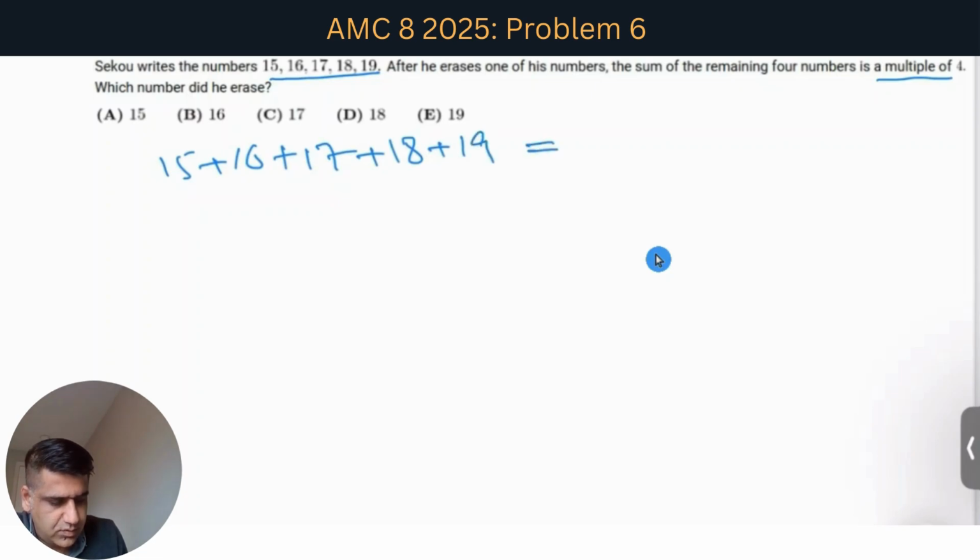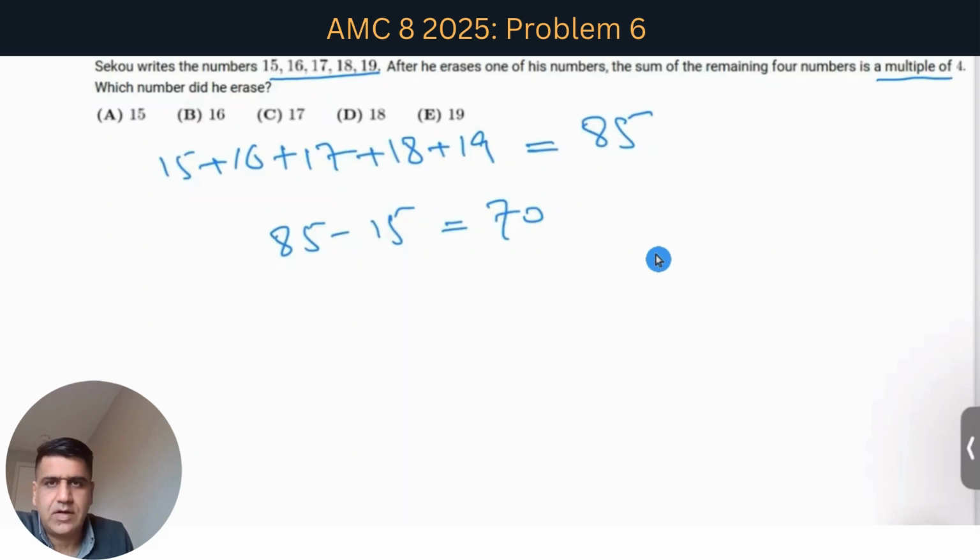that is equal to 85. So now if I start subtracting each number 1 by 1, I get 70, but that is not a multiple of 4. Similarly, if I do the next one, I get 69. That is also not a multiple of 4.